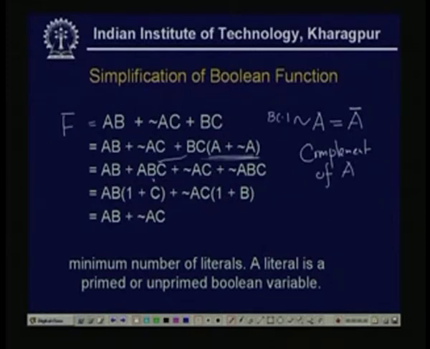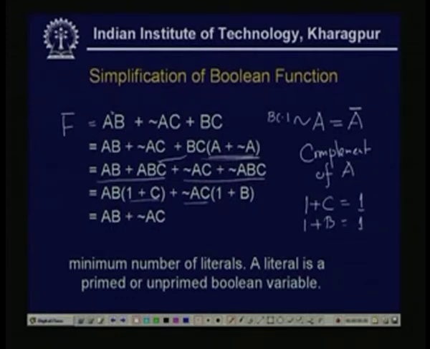Now, from here if I take common a b, this will be a b into 1 plus c, plus here if I take common negation a c from these two terms, and then 1 plus b. Now, we know 1 plus c is nothing but 1, already we have seen from our postulate, and similarly 1 plus b is nothing but 1. So, this is a b plus a bar c.